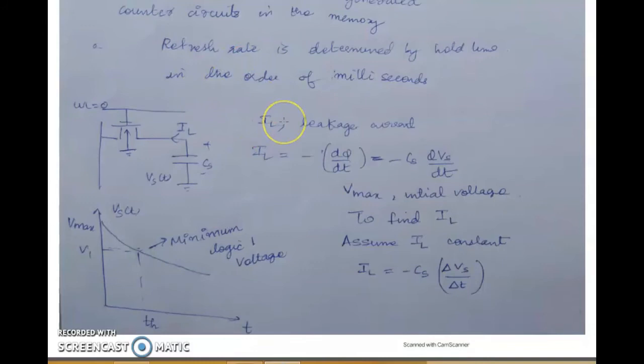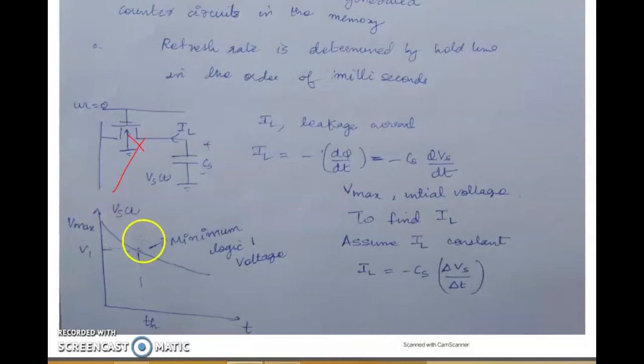Now let's see the expression for the hold time. For hold operation, word line is 0 and this transistor is off. But there will be some leakage current present, and this leakage current drains away the charge across the capacitor. We know the current expression for the capacitor, that is IL is equal to minus dq by dt, which is equal to minus Cs into dVs by dt. Here Vs is the voltage across the capacitor, and I wrote it as a function of t because it is varying with respect to time.